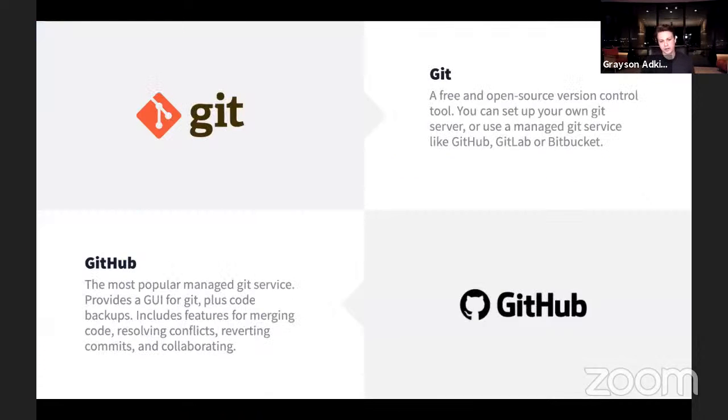I probably don't need to go over this, but quick refresher, the difference in Git and GitHub. Git is the tool, it's open source. You can manage it yourself, set up your own Git server, or you can use a managed service like GitHub, GitLab, or Bitbucket. GitHub, the real benefit there is it provides a GUI for your Git, code backups, and a lot of tooling on top of regular Git for merging code, resolving conflicts, reverting commits, collaborating, etc.